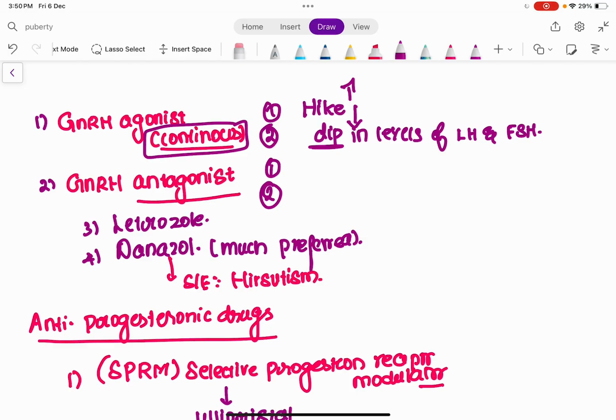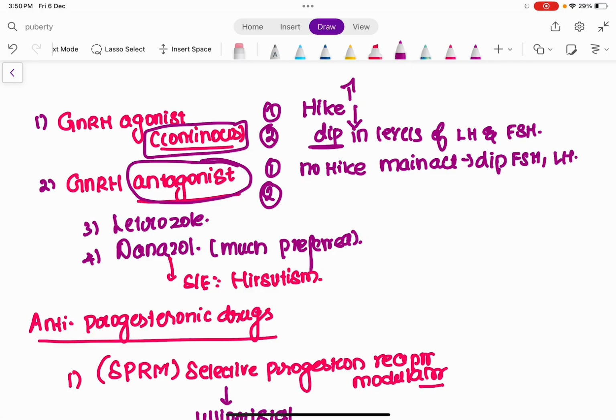But when you give a GnRH antagonist, since the main effect of an antagonist is an inhibitory action, there is going to be no hike. Initially itself, the main action is a dip in the levels of FSH and LH released from the anterior pituitary. So is that clear? Which drug will you prefer between these two? I am going to prefer the GnRH antagonist because its major effect is an inhibitory action. But the major effect of a GnRH agonist is not inhibitory; only if you give it in a continuous manner will it have an inhibitory function.